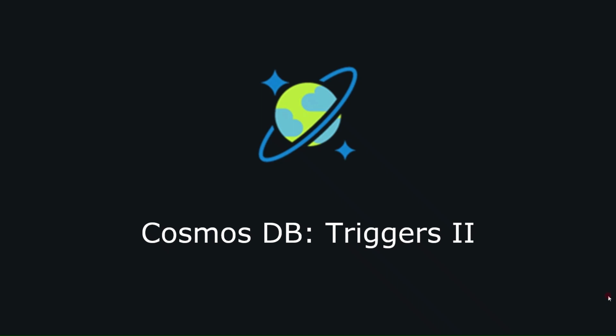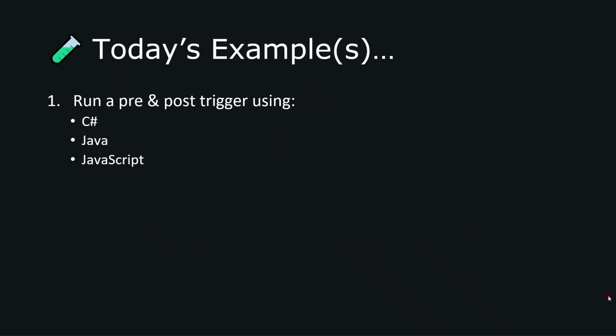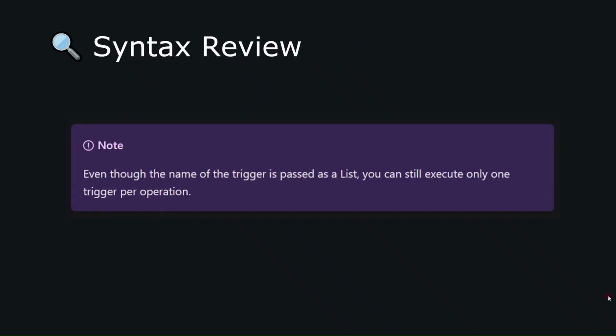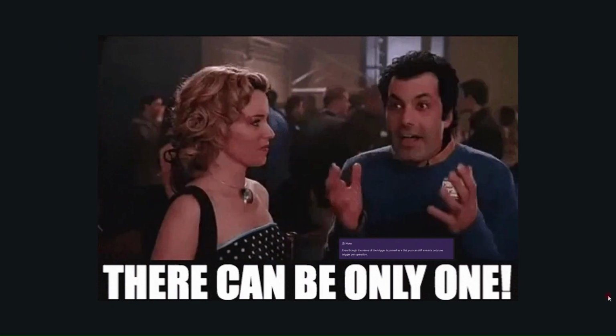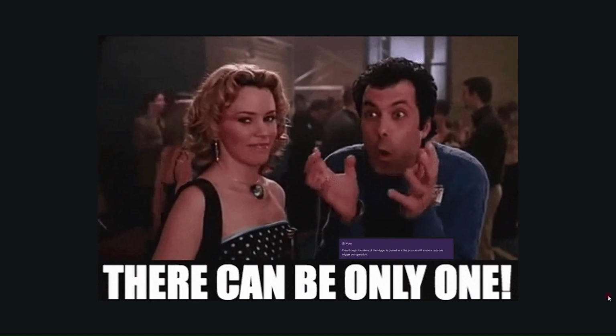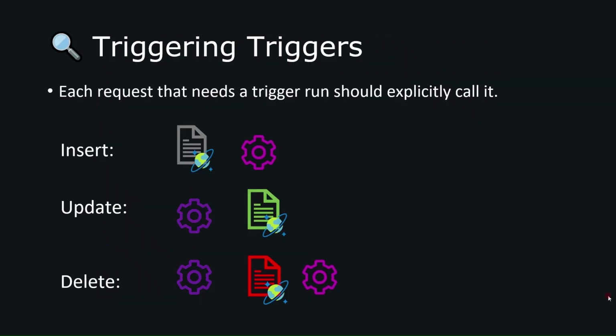Hello everyone, in today's video we're going to be doing CosmosDB triggers again. However, we're going to be running a pre-trigger and a post-trigger in C#, Java and JavaScript. In the last video, we looked at this roadblock which basically said that we could only run one trigger per operation. And at the time we thought there was only one pre-trigger or post-trigger, so we devised a way to actually run either a pre-trigger, post-trigger, or both of them in one operation.